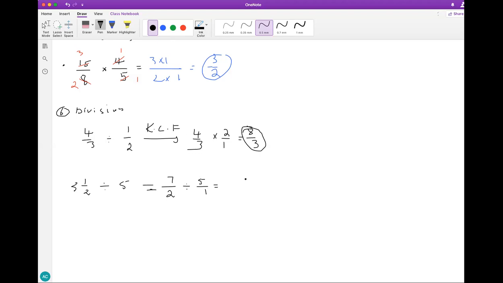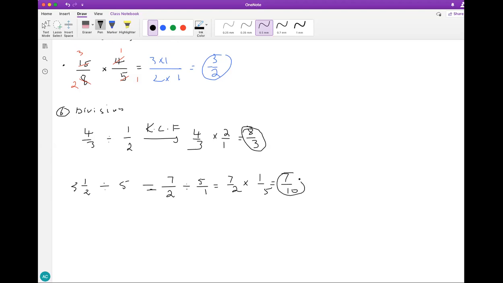Keep change flip. So 7 over 2, multiply. What's the reciprocal of 5 over 1? 1 over 5. And that's it. Your multiplication is done. Try to simplify. Nothing simplifies here. So it'll be 7 over 10.